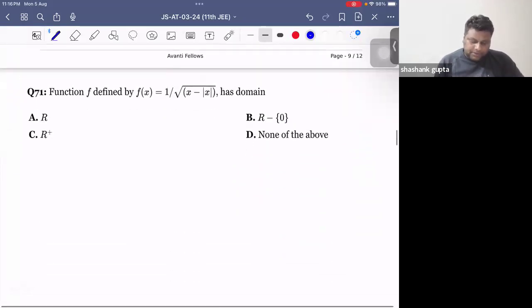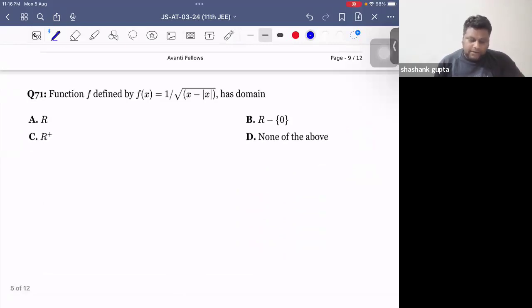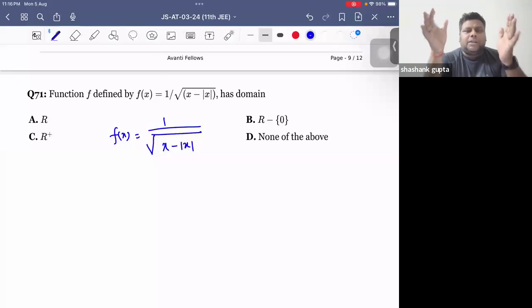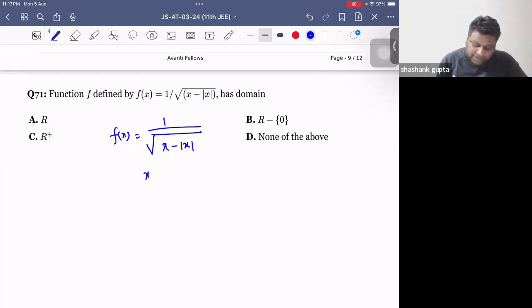Now, this is again a simple question. Function f is given by 1 upon under root of x minus mod x. f(x) is what? 1 upon under root of x minus mod x. They are asking for the domain of this function. See, whatever there is inside the root, it should be greater than or equal to 0. And whatever there is in the denominator, it should not be 0. So how can I find the domain? Simply, x minus mod x should be greater than 0.